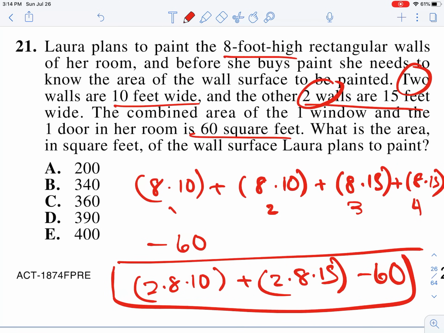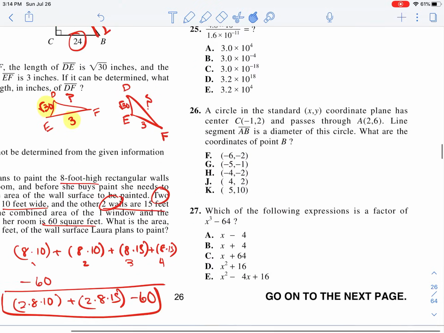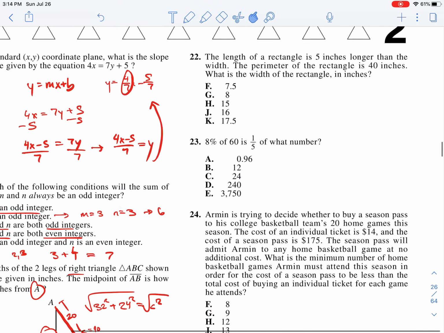Let me do the calculation. It's going to be 160 plus 16 times 15, minus 60. So you get 360, and your answer, 340. And your answer is B for 21, which is 340. All right, simple process. You have to visualize what's happening. If you really wanted to, you could draw out each wall and kind of draw out, okay, there's a door on this wall, so I need to take that out. Maybe the door and window are on the same wall. Whatever it is, that's up to you. But I like to just visualize it in my head because that problem wasn't too bad for visualization.